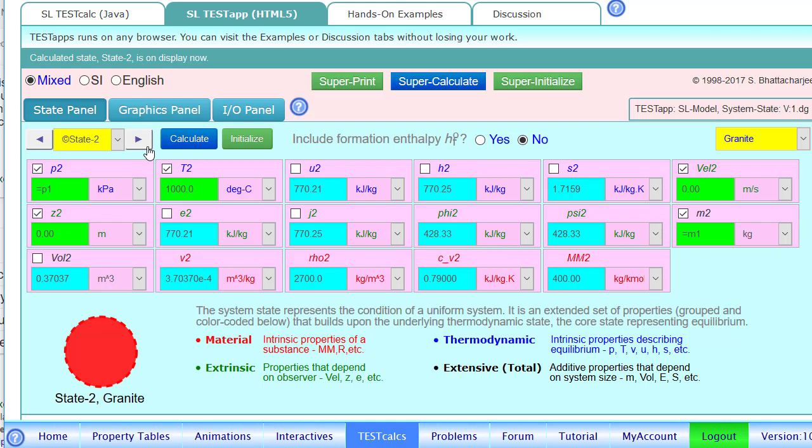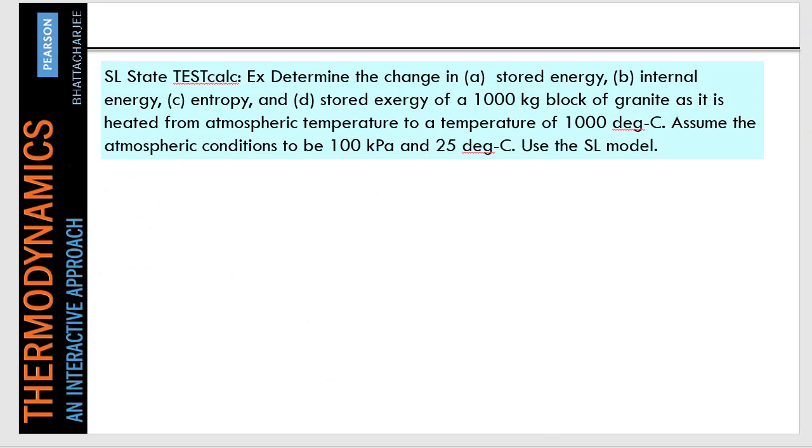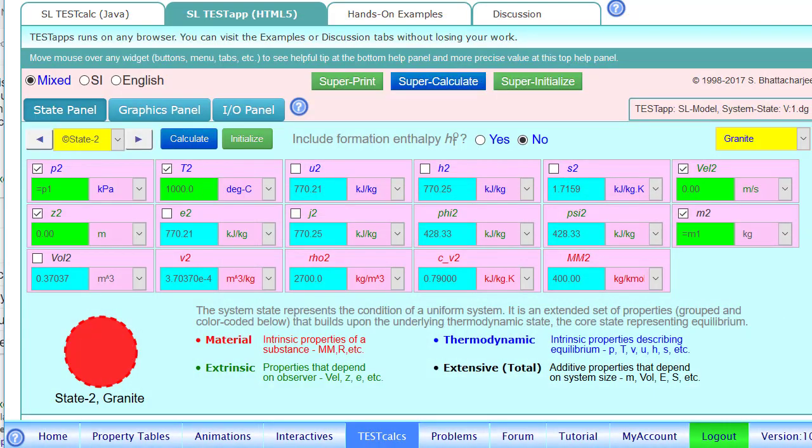Alright, so now that we have all of our values, we're able to go to the I/O panel to calculate the differences. So the first one asks the difference in stored energy, which would be E. But we want total stored energy, and in the state panel it gives us specific stored energy, which is the little e. We're looking for the delta big E, so we're going to have to multiply it by mass to get kilojoules instead of kilojoules per kilogram.